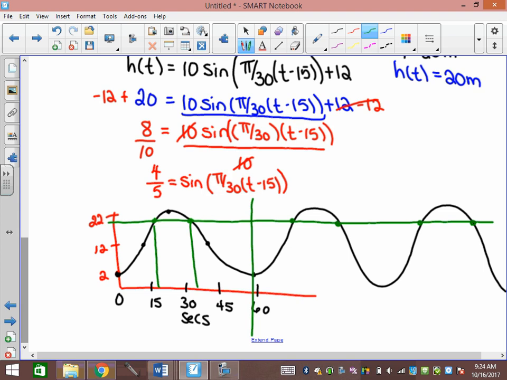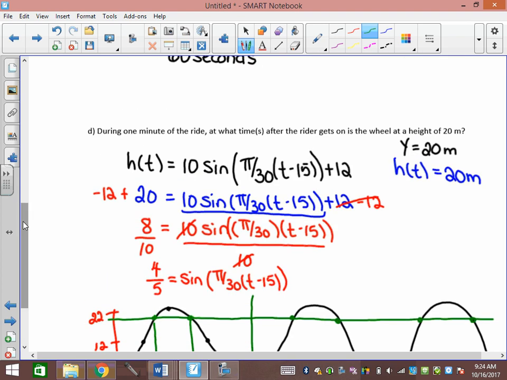So what I'm going to get you to do is practice putting in your calculator. So you're going to type in your original into your calculator, this one, into Y1. 10, sine, bracket. Now pi over 30, what does it have to be in?